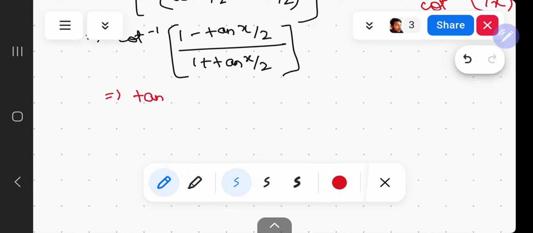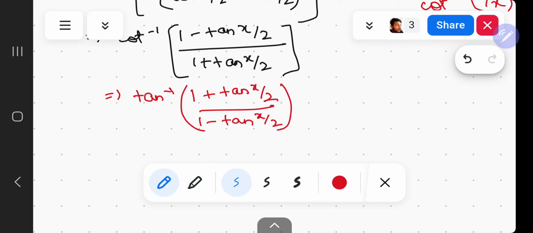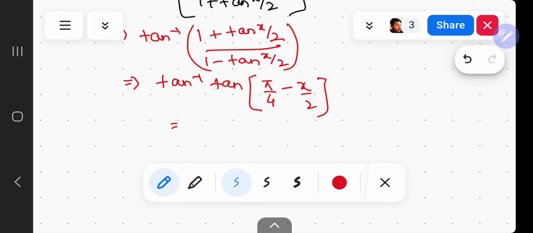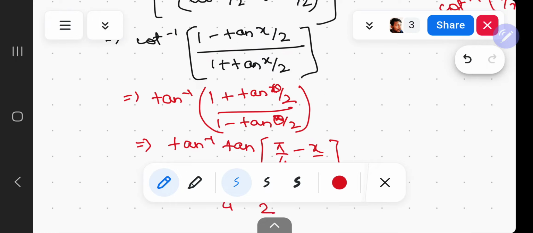So tan inverse of (1 plus tan x by 2) over (1 minus tan x by 2). So that's equal to tan inverse tan of pi by 4 minus x by 2. So this is equal to pi by 4 minus theta. Sorry, this was theta, minus theta by 2.